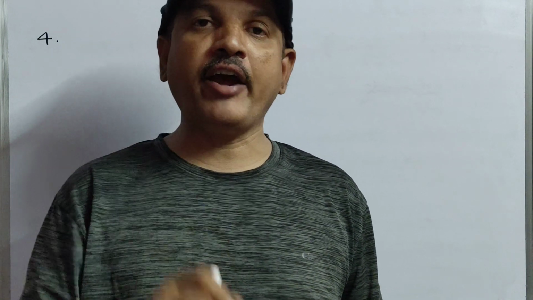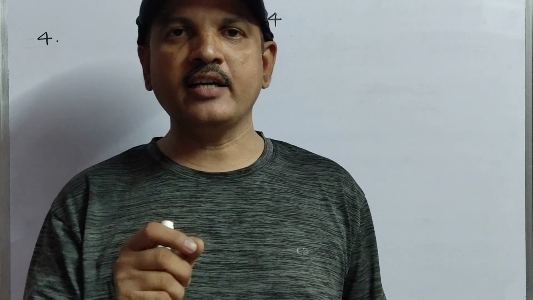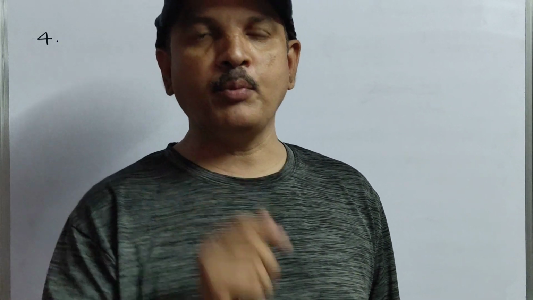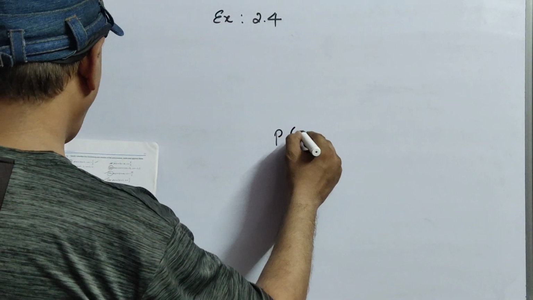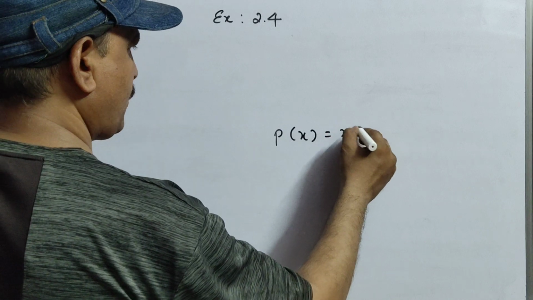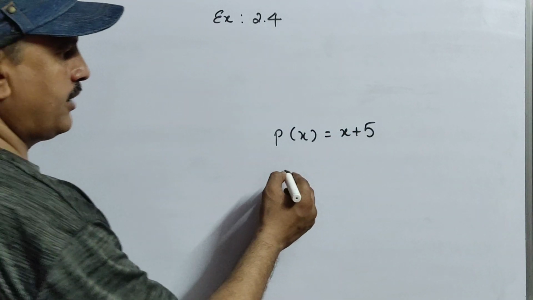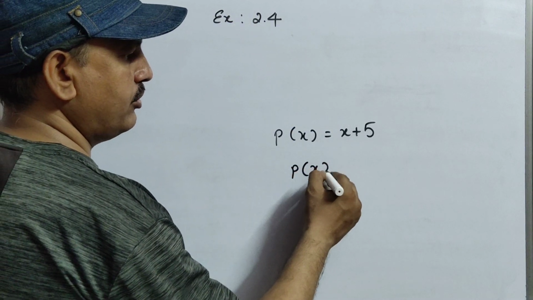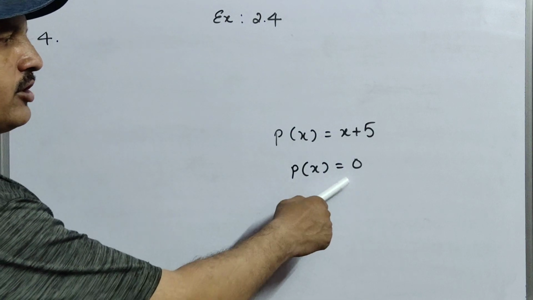That means you have to find the x value now. You have to find the value of x, and it is given clearly: zero of the polynomial. In the first question, he has given p of x equals x plus 5. Zero of the polynomial means that p of x equals 0. Zero of the polynomial means what? The polynomial of x equals 0.